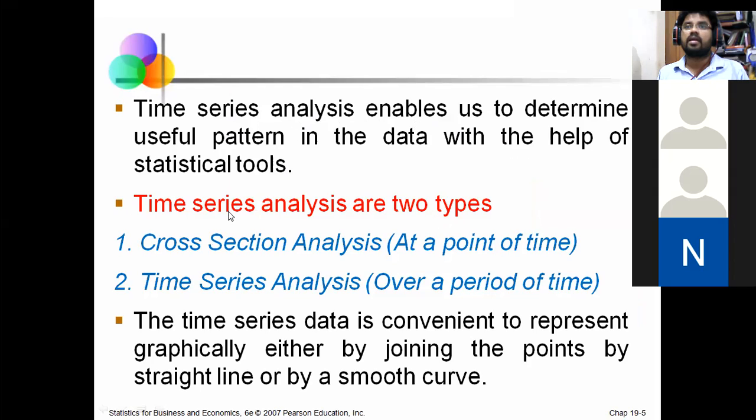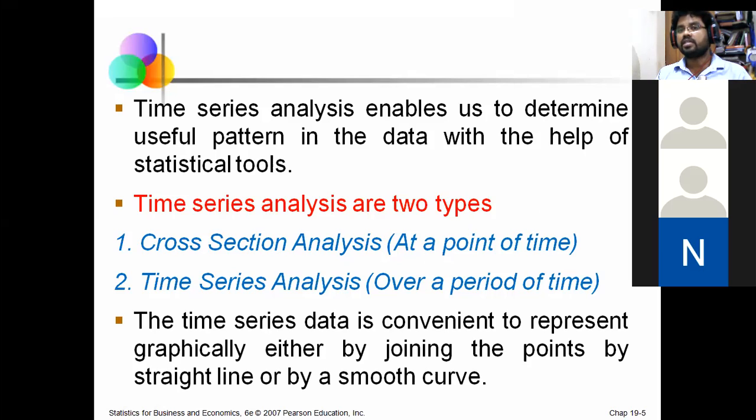Basically, before entering into time series data, we need to understand what is meant by cross section and what is meant by time series. We need to know the difference between cross section and time series. Cross-section data is data which is collected at a point of time. At a point of time, that is called cross-section. And time series data is data which is collected over a period of time. Over a period of time, that is called time series.